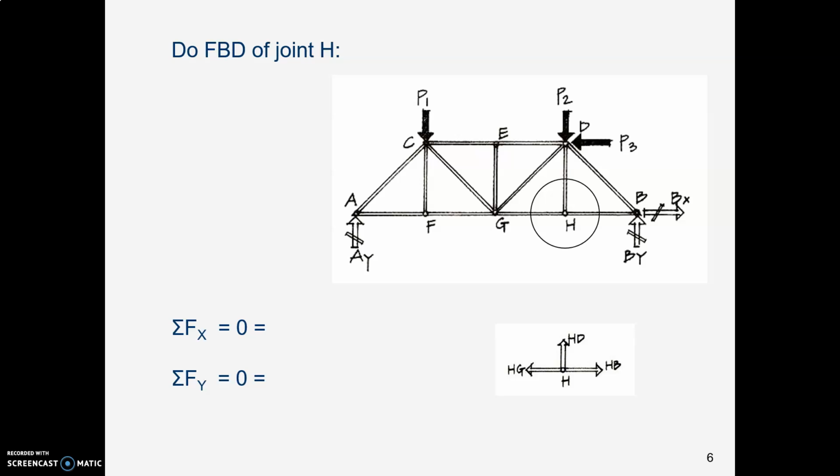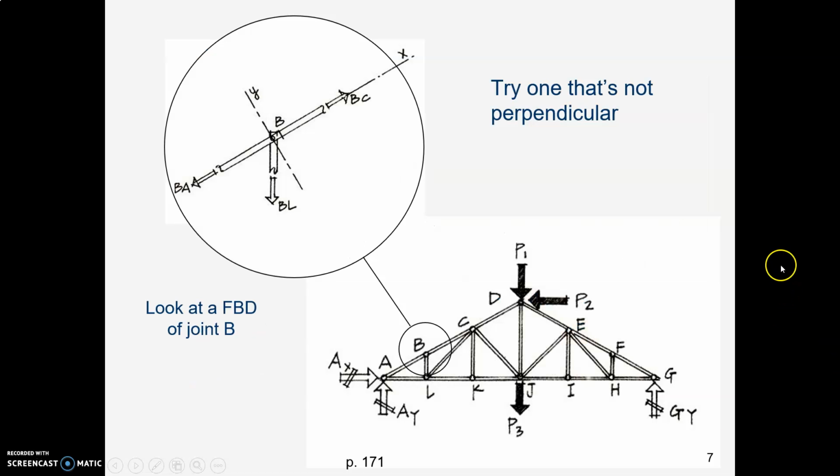How about going down to joint H? Same situation. All the x's add up to 0, so they're equal and opposite. All the y's add up to 0, so it's 0. Let's look at a different truss now. How about one with a sloping bar on it? And let's get our tube and zoom in on joint B. And let's see what we can figure out about that.